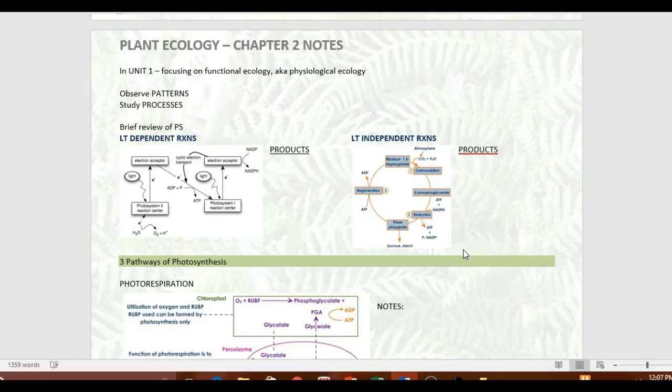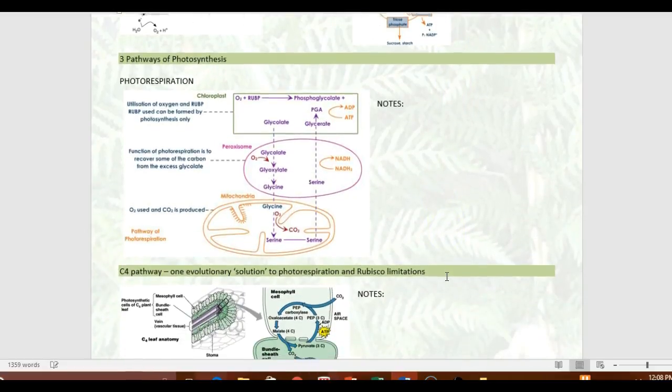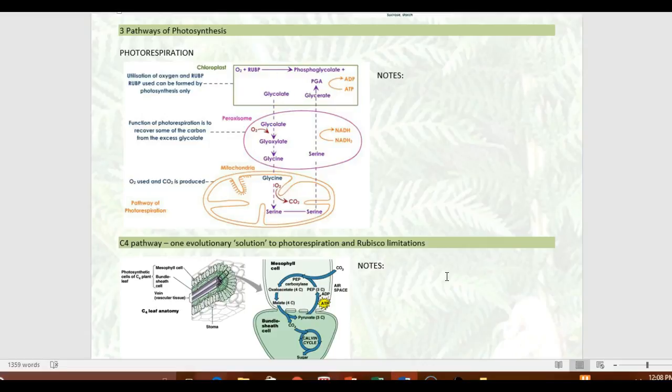So when plants photorespire, when rubisco gets together with oxygen instead of carbon dioxide, what happens? And we have photorespiration, the three pathways of photosynthesis.